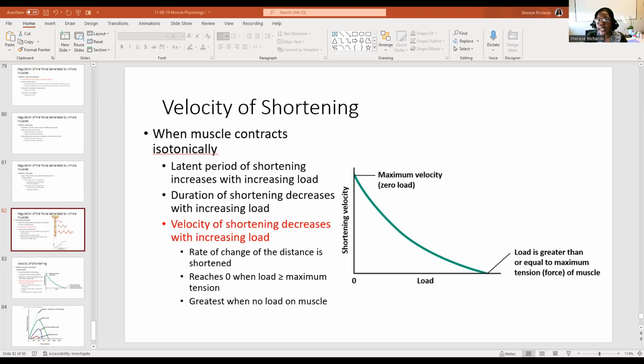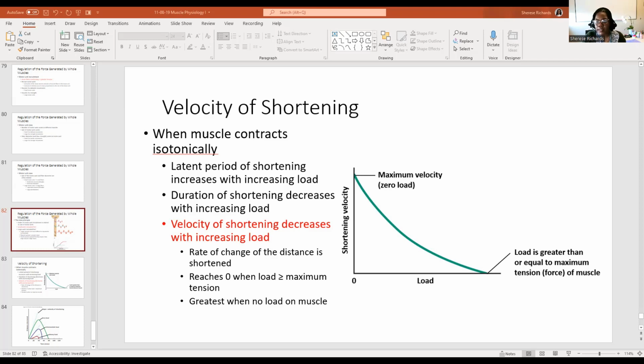The duration of shortening decreases as the load increases. The duration of shortening is how long that contraction is sustained. And when we say the duration of shortening here, remember for isotonic contractions, the muscle actually shortens. How long does it stay shortened? How long does that muscle stay contracted? And how long is that contraction maintained? That time decreases as the load increases.